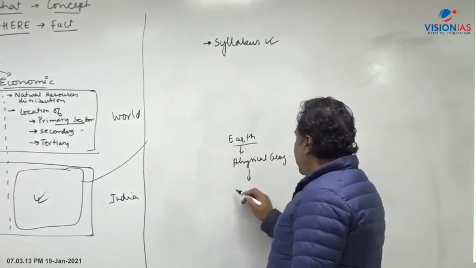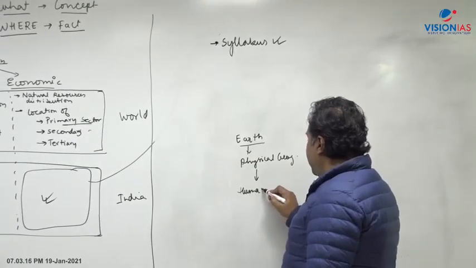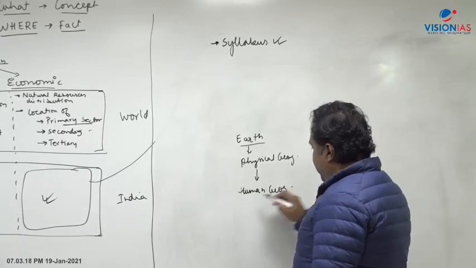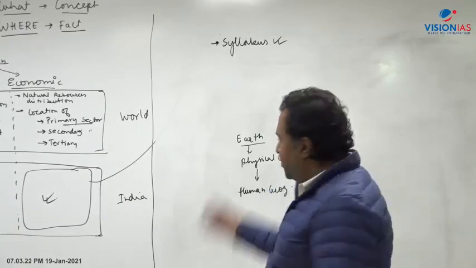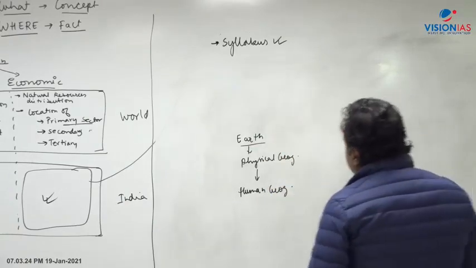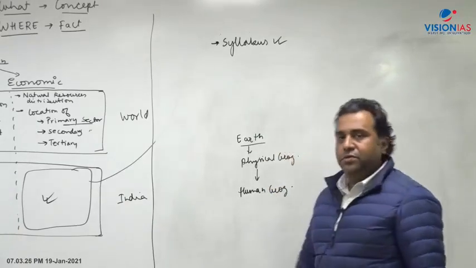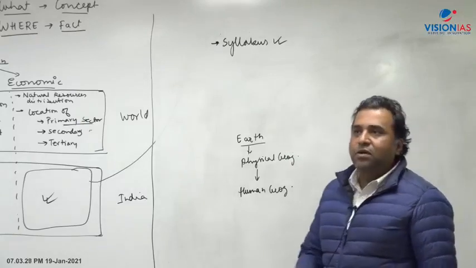Then from physical geography, we go to human geography. Okay, this way, right? Broadly, we can say this is what we have understood. But is there something more before this also? Yes, now there's something more.